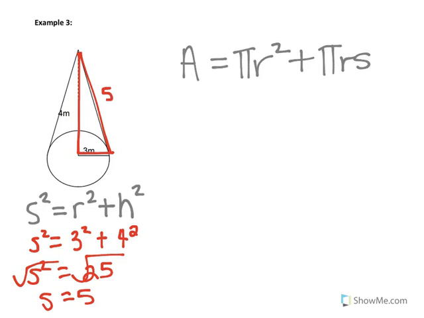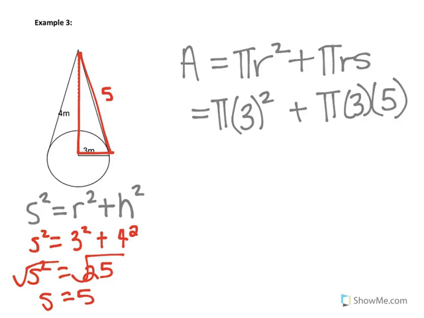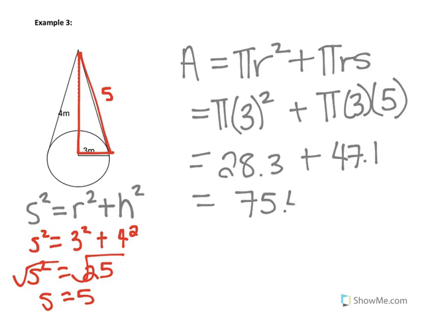So we already know our radius is 3. So now we can go right into the formula. So we have pi times the radius squared plus pi times the radius times the slant, which is 5. So for the first part, we should get 28.3. For the second part, we should get 47.1. And altogether, the final answer should be 75.4, and that is meters squared.